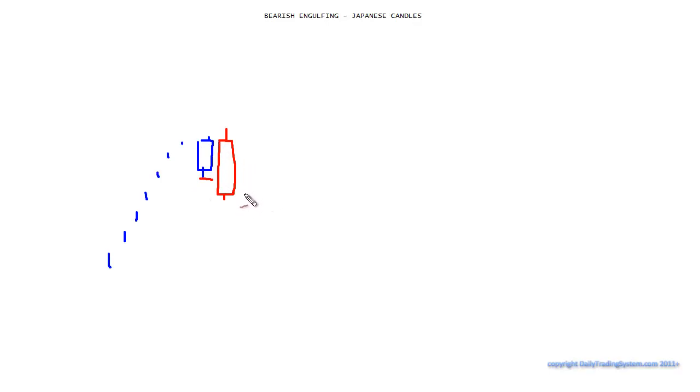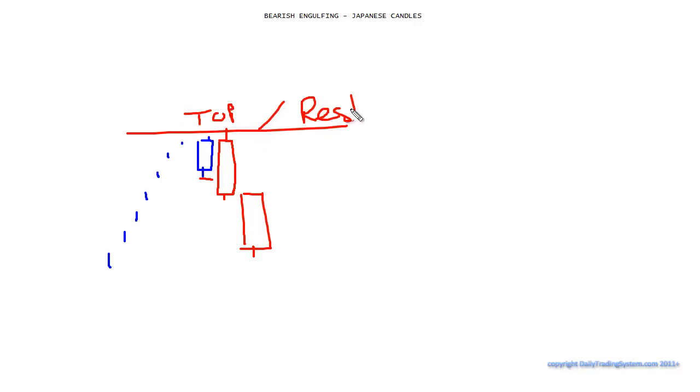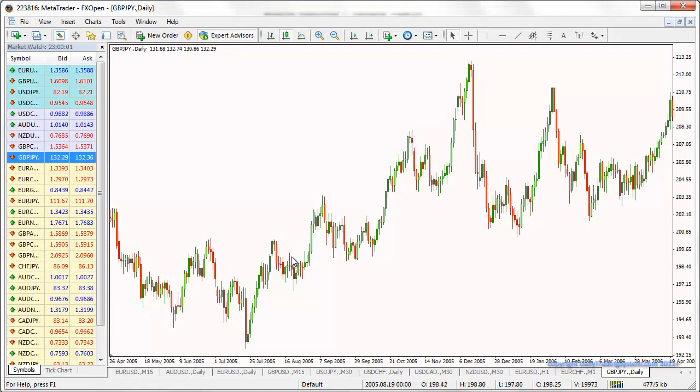Alright, now it does need a confirmation. This is a bearish reversal pattern, and these should only happen at top of trends, okay, i.e. resistance levels. Resistance. Okay, oh, excuse my handwriting there. Okay, so let's go ahead and take a look, see what this looks like on the chart.